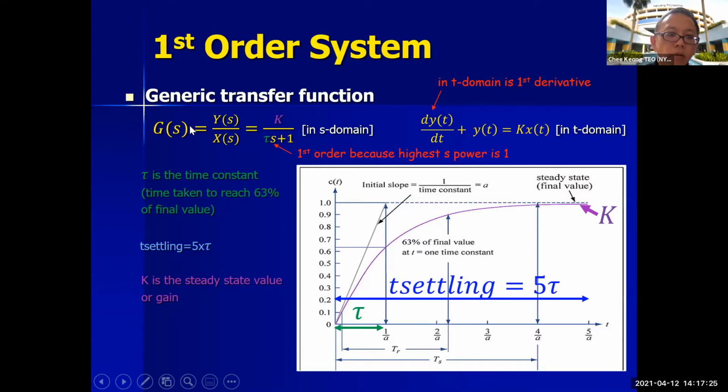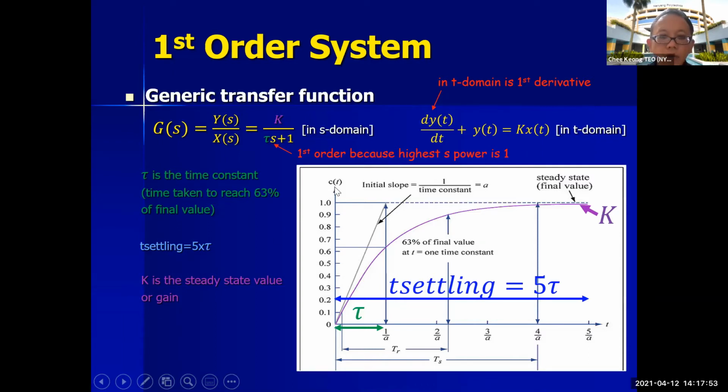And this is what we call the gain function, therefore we write it as G of s, which is Y of s over X of s. And you will get K over tau s plus 1. This is in the s domain. The reason why we call it a first order system is because for any control system, we always look at the denominator. In this denominator, the highest power of s is 1. So therefore, we call it first order, just looking at the power itself.